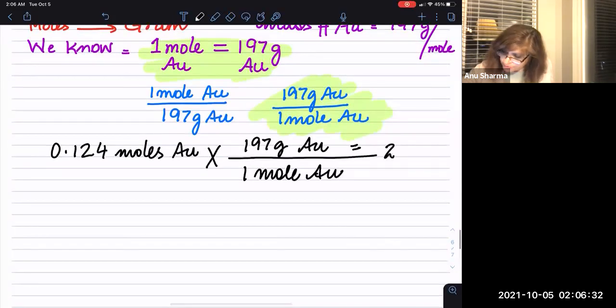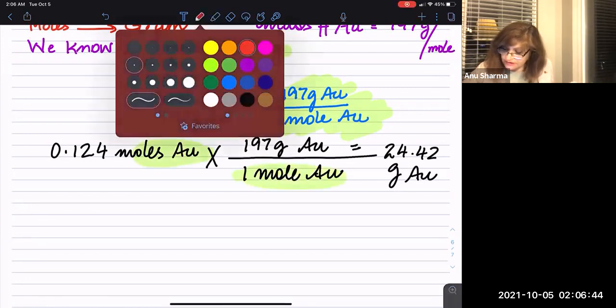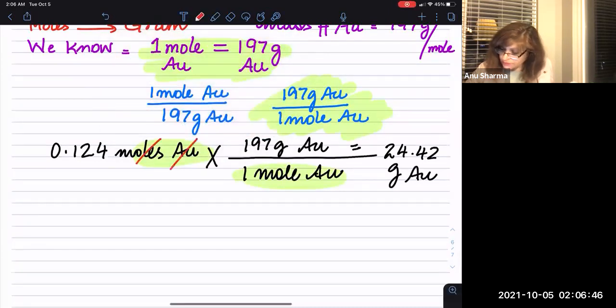This comes out to be 24.42 grams of gold. So we see here that the moles of gold and the moles of gold cancel out. This is how you get the answer.